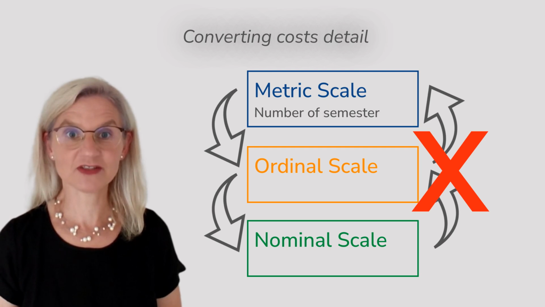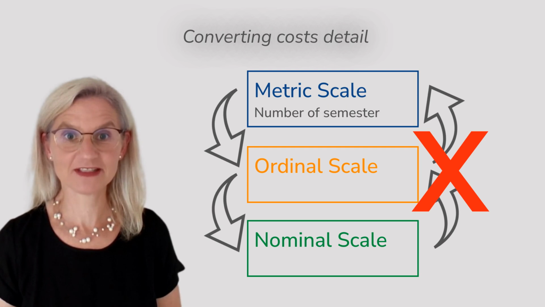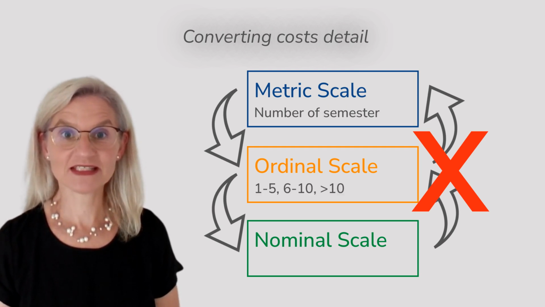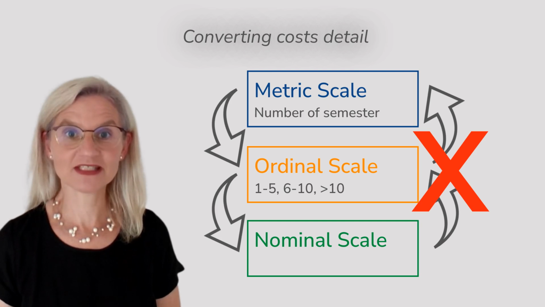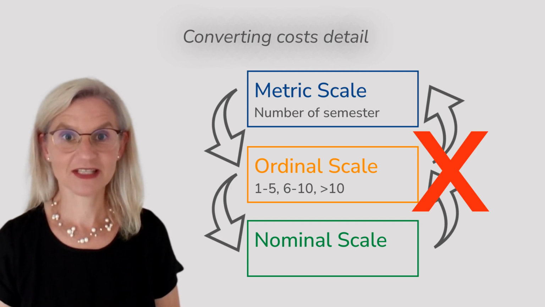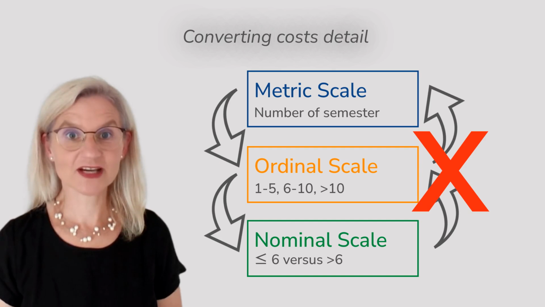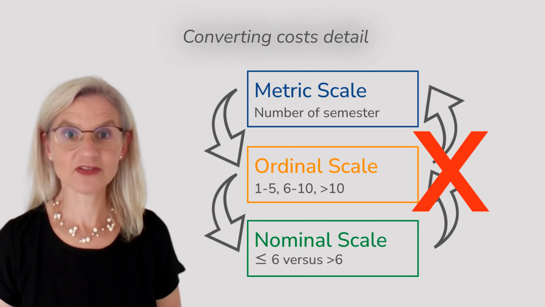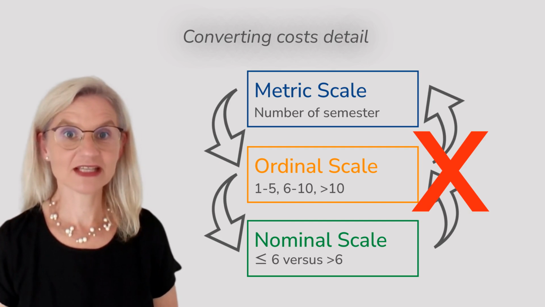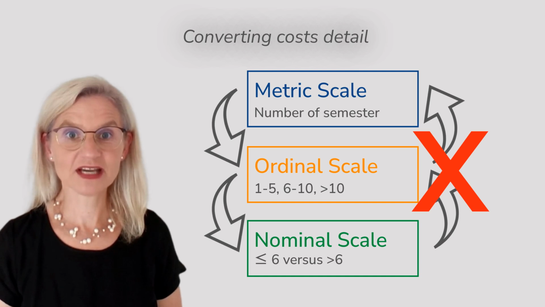Take number of semesters studied. Measured on a metric scale, it gives the most precise information. If we grouped it into classes, for example, 1 to 5 semesters, 6 to 10 semesters, and more than 10, we'd have an ordinal variable. We could even make it nominal by only recording whether the number of semesters is below or above the standard study duration, say 6 semesters. That extra detail is gone for good, which is why deciding on the right scale level is such a crucial step in planning a study.